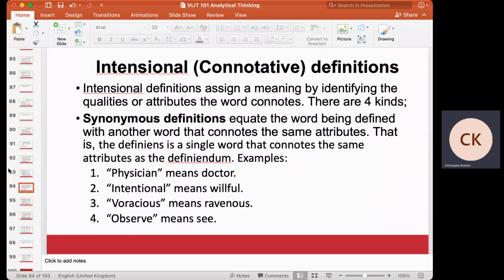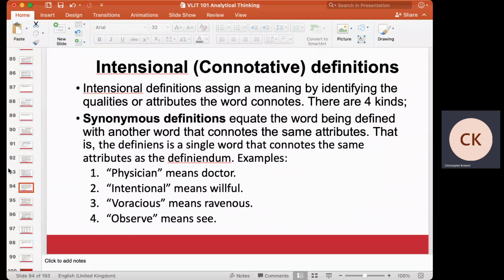For example, physician means doctor. This is synonymous. Both of them are connoting the same thing. They have the same attribute. Physician means doctor is a synonymous definition. So the attribute of a physician is the same attribute of a doctor. That's what we are saying, that it is by equating the word being defined with another word that connotes the same attribute.